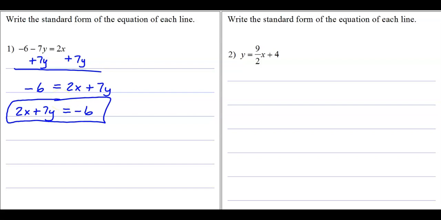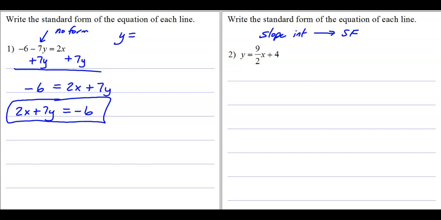This right here was really no form. It's not slope-intercept form. Remember, slope-intercept form is y equals all by itself. So that was just some random form. Number two, write the standard form for the equation of a line. This one is in slope-intercept, so we're basically converting from slope-intercept into standard form.